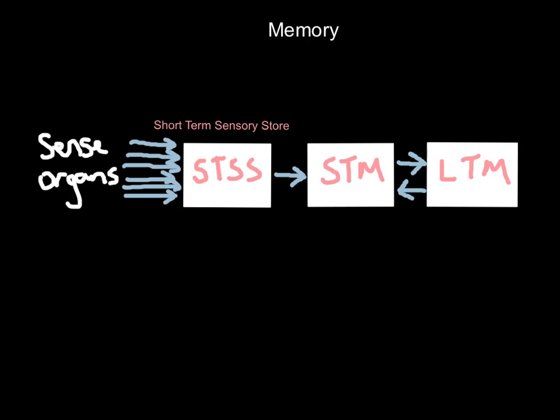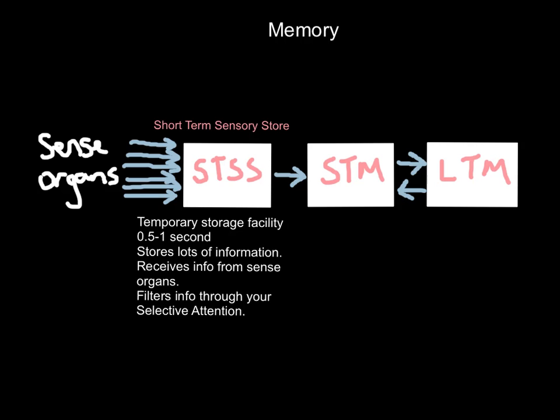Now, that's the first part of our memory that information goes into. But as you can see, there's lots of information coming in from the sense organs into your short-term sensory store. So what can we say about our STSS? Well, there are several things we can say. It is a temporary storage facility. And when we say temporary, I mean it can only hold information for around half a second up to 1 second.